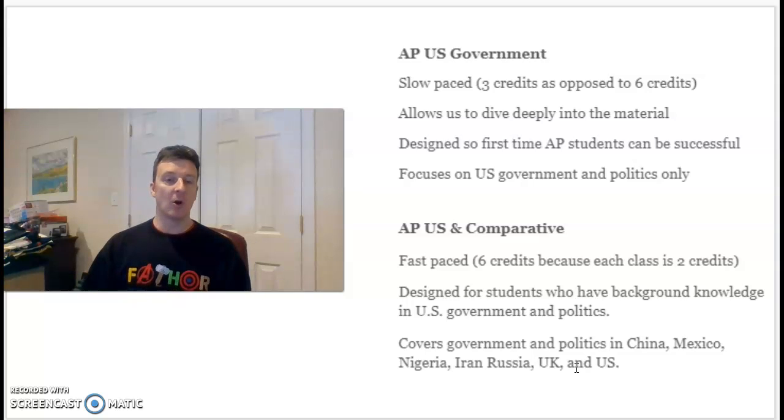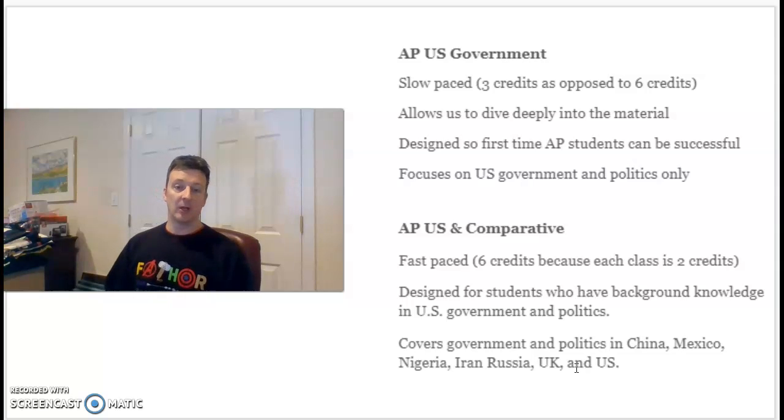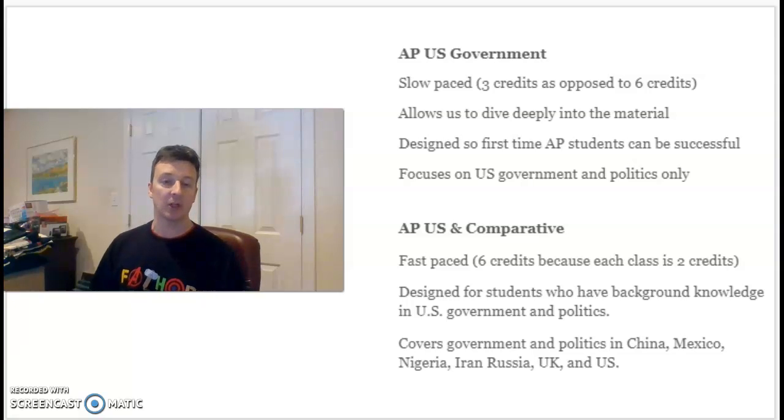So if you have no background in US government, meaning you never took civics or whatever else, the class becomes a lot more challenging because whether I assign readings or not, it means that you are going to have to do more background research to make sure that you know what's going on in US government. But in Comparative Government, we also cover China, Mexico, Nigeria, Iran, Russia, the United Kingdom, and the United States.